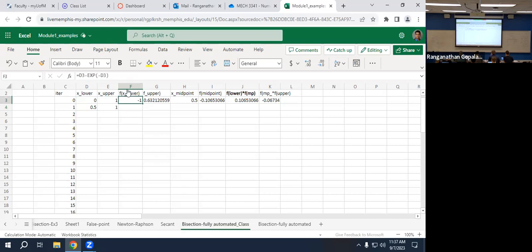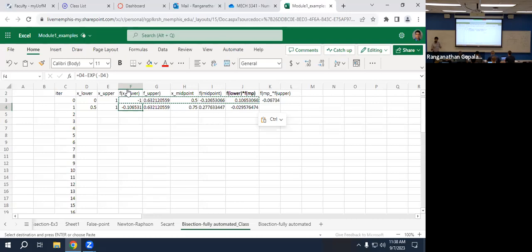Okay, so what do you do about the next lines? Can I just copy paste this? Because this is Excel, it will allow you to just copy formulas line after line, just drag it down. So I have my new lower, which is 0.5, and the value of that function at 0.5 is minus 0.1. At 1, it's still the same value, and the midpoint of 0.5 and 1 is 0.75. And the value of the function at this midpoint happens to be 0.277.